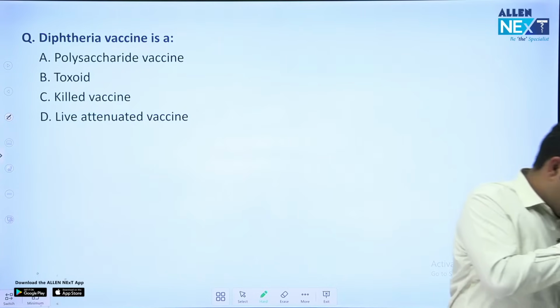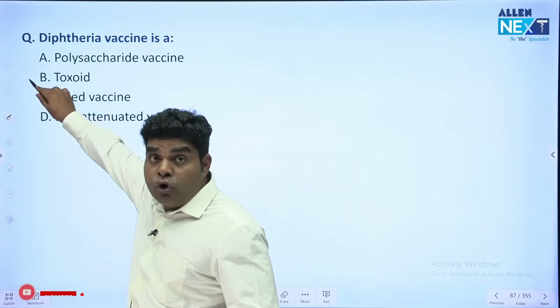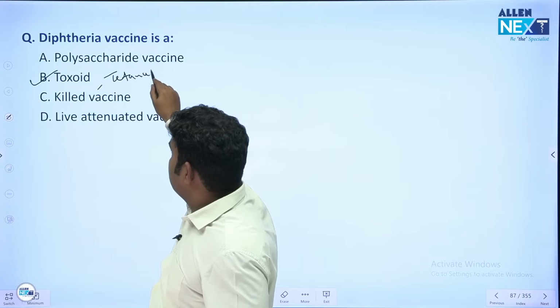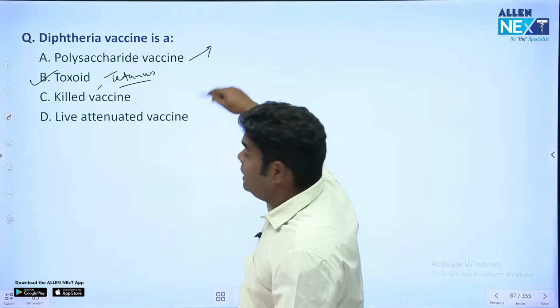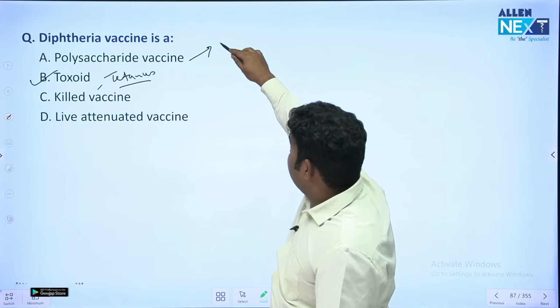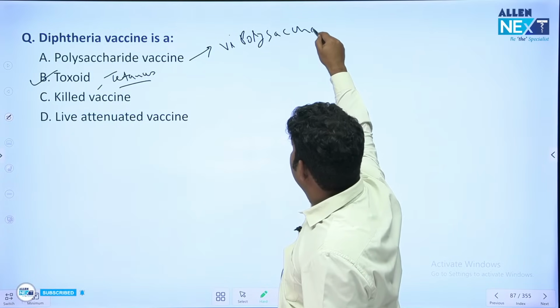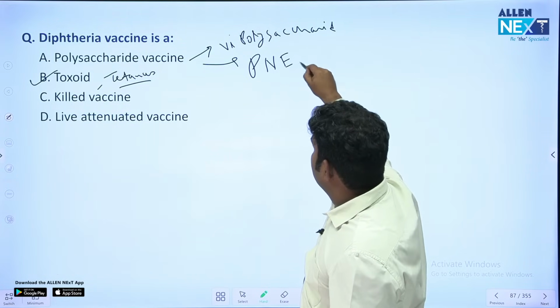Diphtheria is definitely a toxoid along with tetanus. Tetanus and diphtheria are toxoid vaccines. Polysaccharide vaccines are 3: Vi polysaccharide for typhoid, then there is pneumococcal and meningococcal.